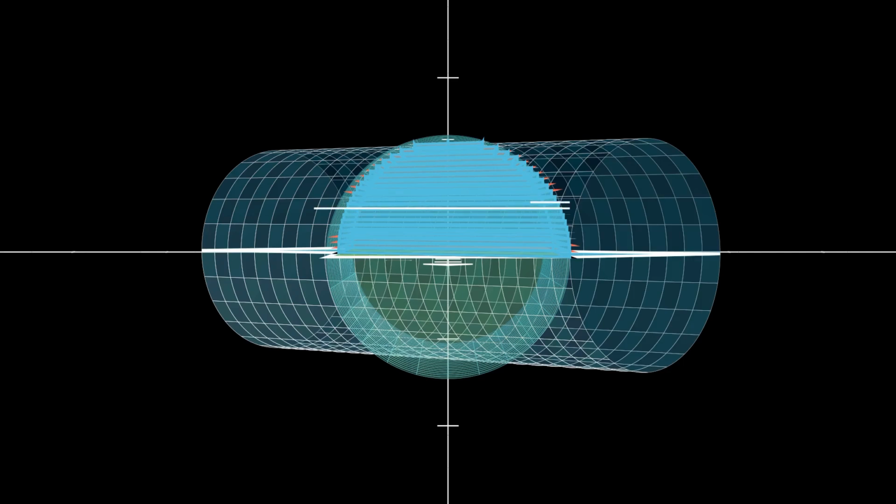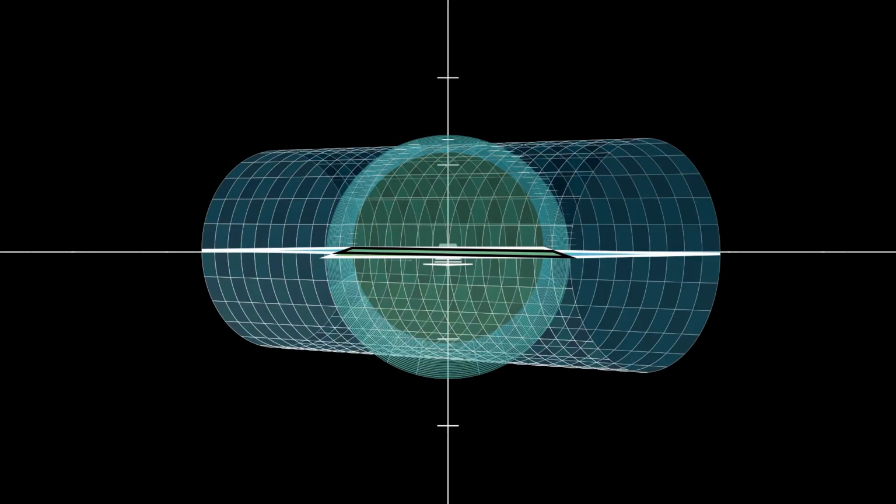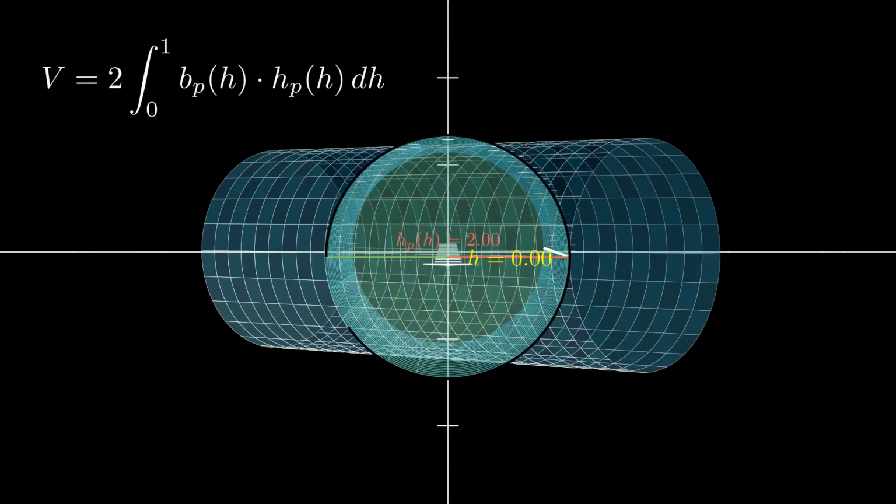I will integrate the area of these parallelograms with respect to h, and the dh will be a tiny nudge in the z direction, representing the height of very, very thin parallelograms. And multiplying the dh with h sub p times b sub p will give us the infinitesimal volume of any very thin parallelogram. If we integrate this with h going from 0 to 1, it'll give us the upper half of the volume of the intersection. Therefore, we place a factor of 2 in front of the integral.